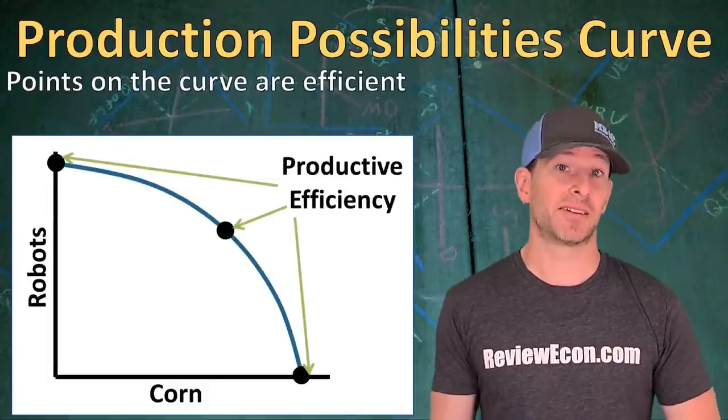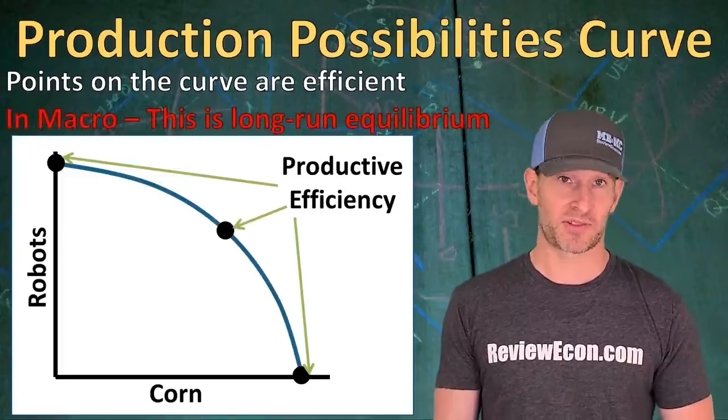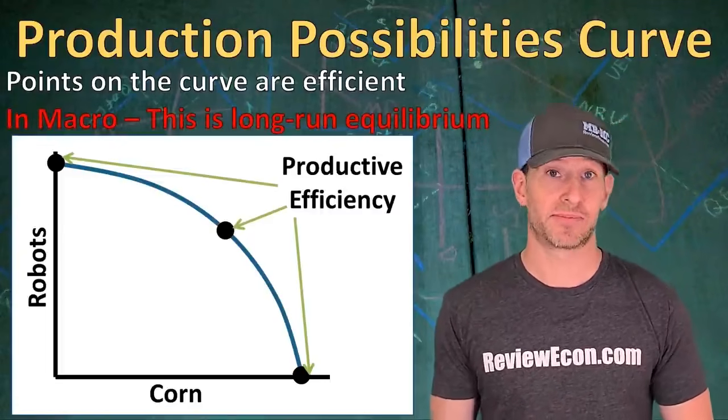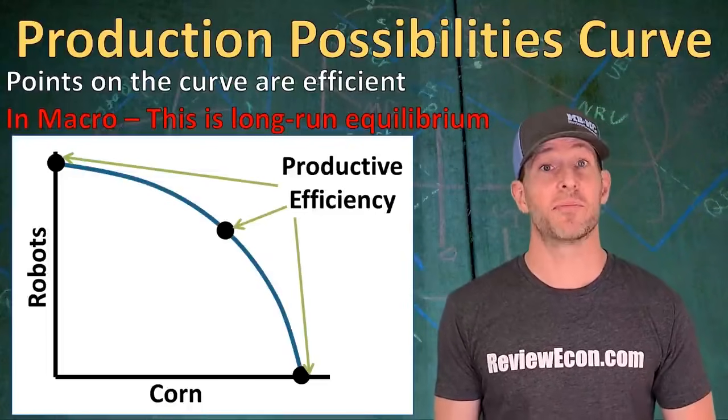When you see a level of production that is on that production possibilities curve, that is an efficient level of production. In macroeconomics, we would call that long-run equilibrium. It means that all resources are being used to their maximum potential.